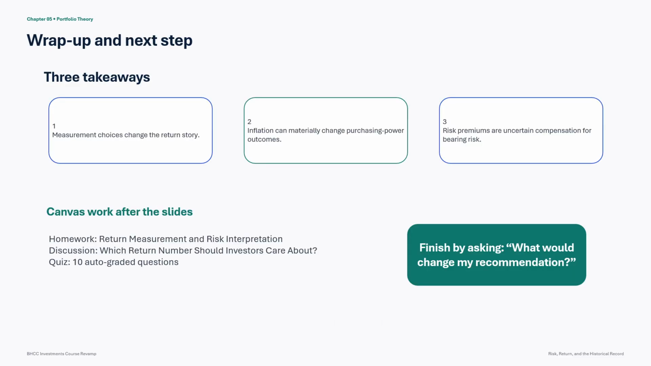Let's close with 3 takeaways. First, measurement choices change the return story. Holding period return, arithmetic average, geometric average, and dollar-weighted return are all legitimate measures. They are not interchangeable. The right measure depends on whether we are describing one period, compound wealth, or the investor's actual cash flow experience.